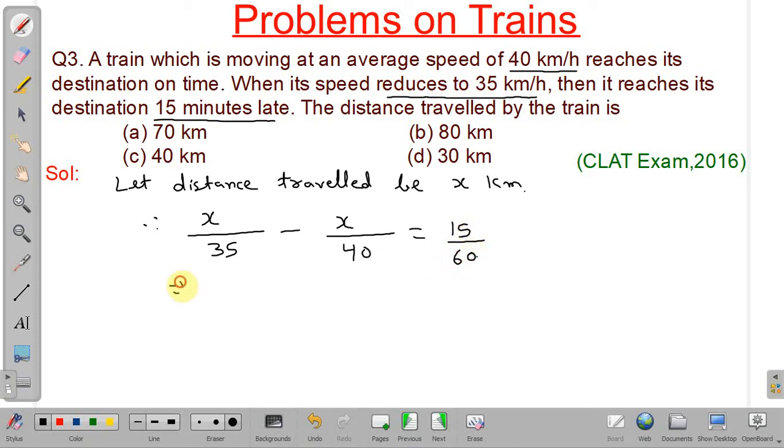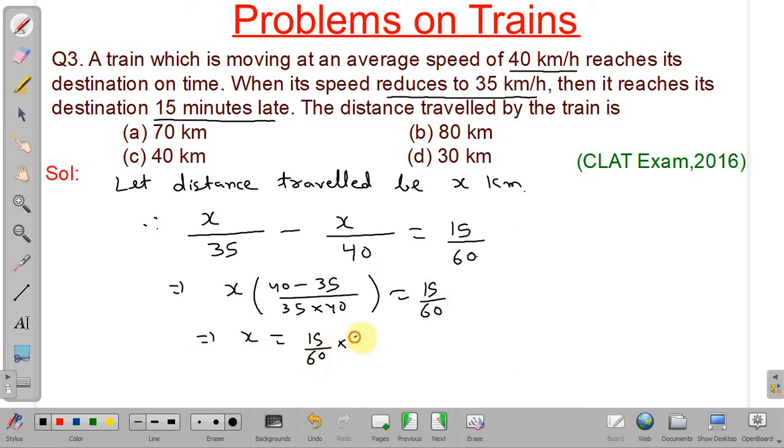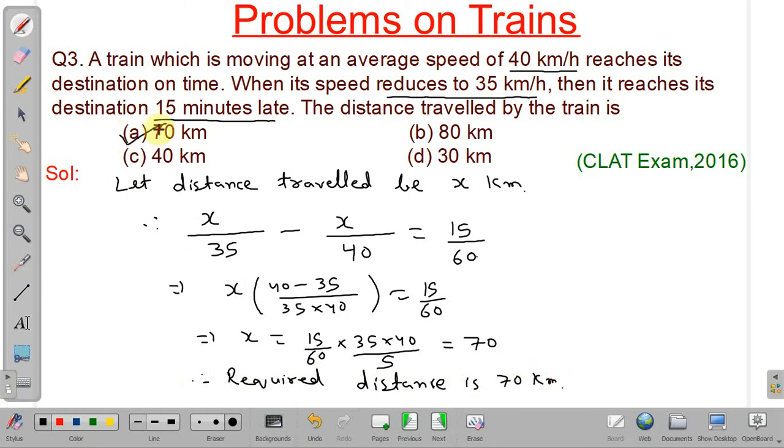Okay, so solving this we will get x into 40 minus 35 divided by 35 into 40 equal to 15 divided by 60. So solving this we will get 15 by 60 into 35 into 40 divided by 5, and it will be equal to 70. Therefore required distance is 70 kilometer. So our answer will be option number A. We will discuss next problem.